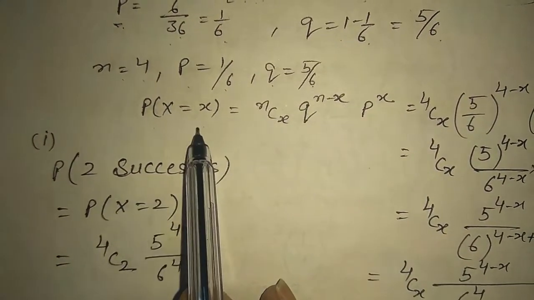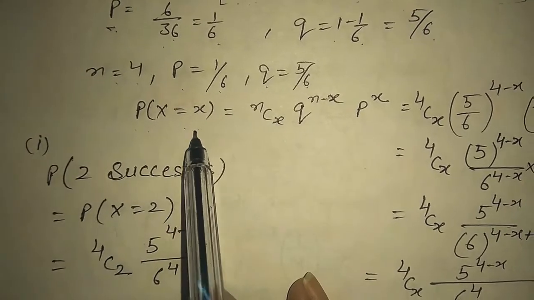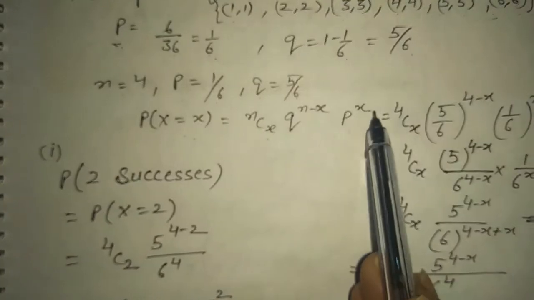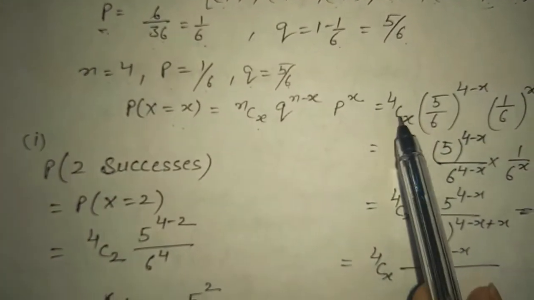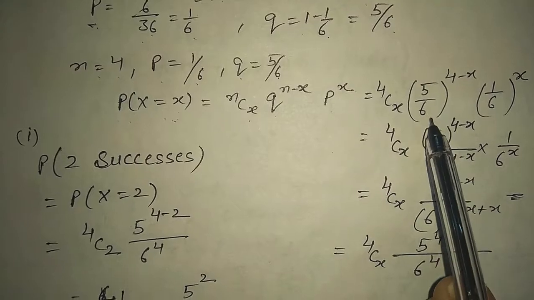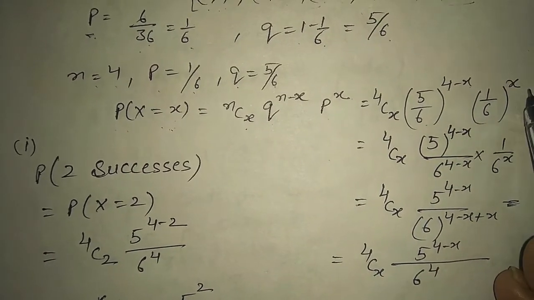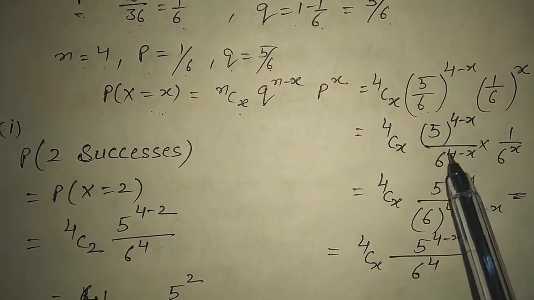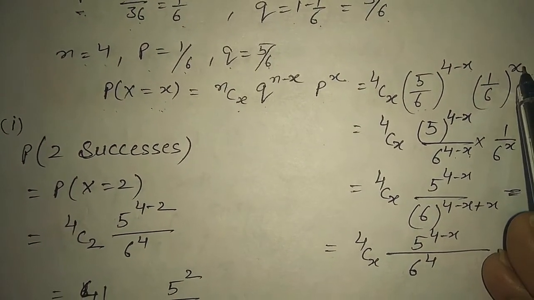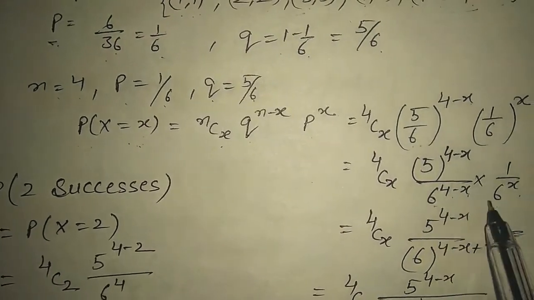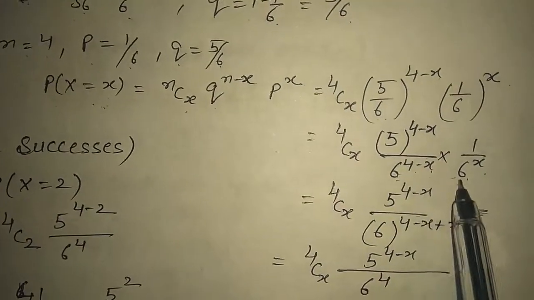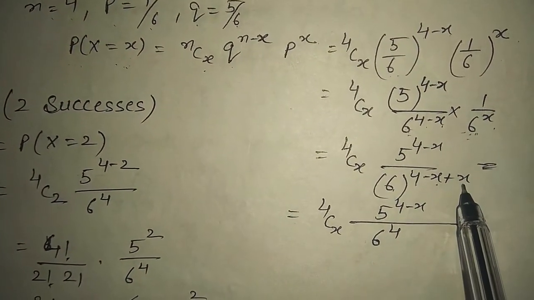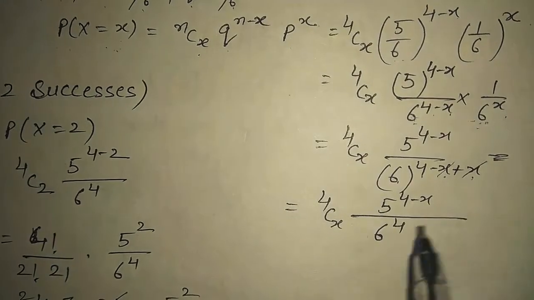Then we know the formula. Binomial distribution is P(X = x) is equal to nCx q raised to power n minus x, p raised to power x. So at the place of n we will put 4: 4Cx (5 by 6) power 4 minus x (1 by 6) power x. We can solve here. It is 5 power 4 minus x and 6 power 4 minus x, and 1 power x is 1 and 6 power x. We can combine these because in multiplication, if the base is same, powers will add. So it will be 6 power 4 minus x plus x, x cancels with x, then it will be 6 power 4.